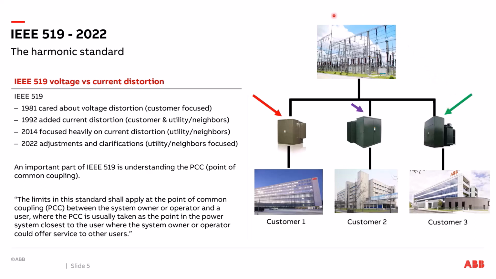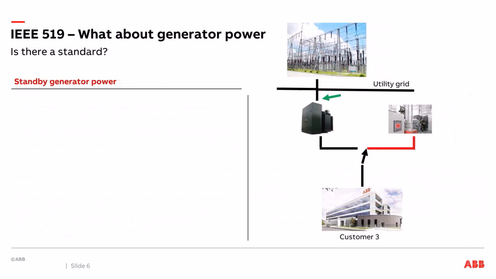So what I'm going to do on the next slide here is we're going to focus just on this customer 3 right here. And then we're going to take a closer look at this PCC and IEEE 519. Okay, here we go. We've got that same customer 3 right here. Same transformer from earlier. And when I'm connected up to the utility grid and getting power from there, my point of common coupling is this green arrow right here.